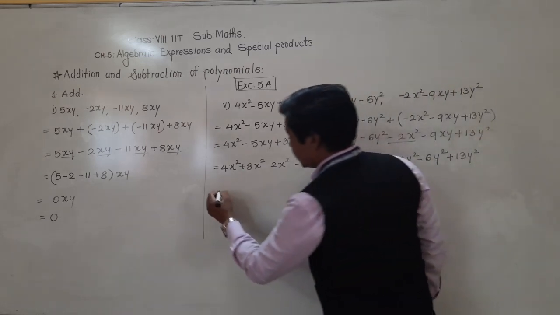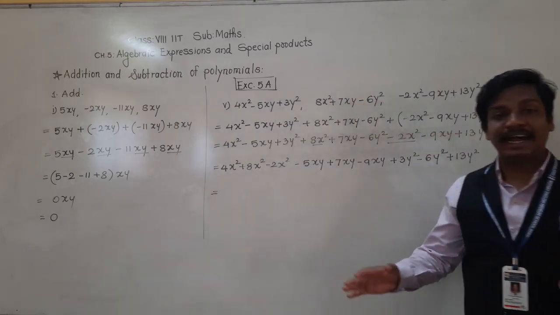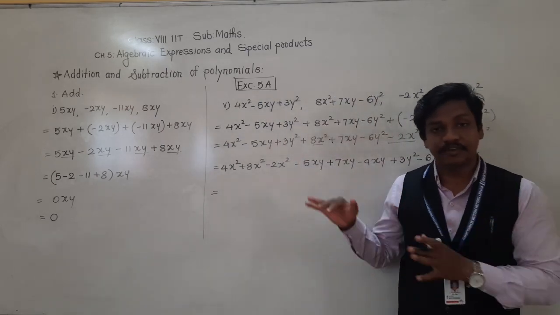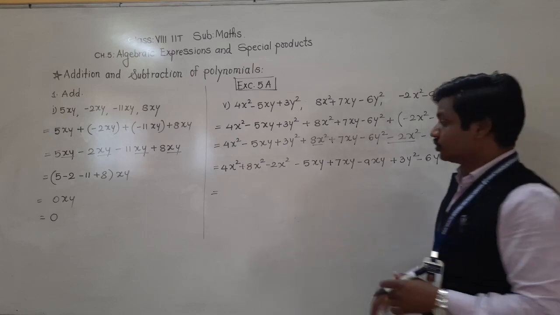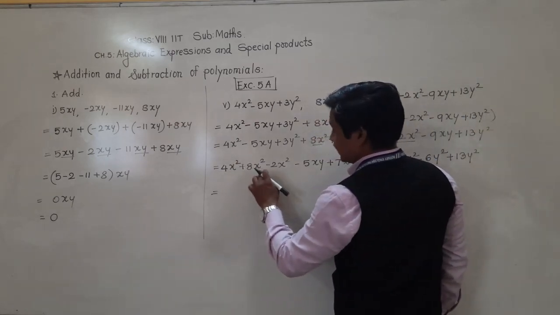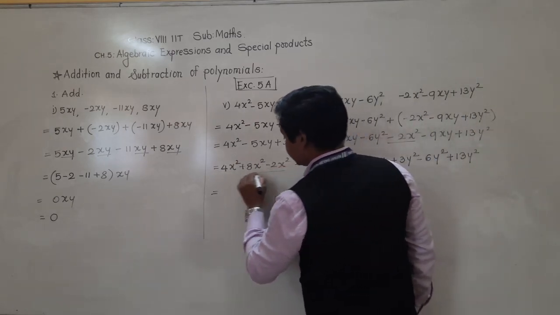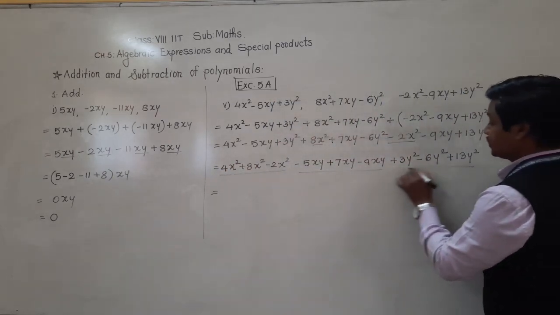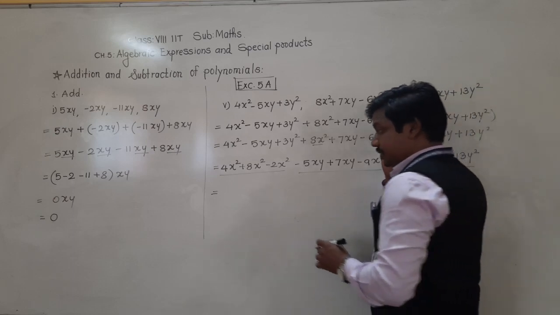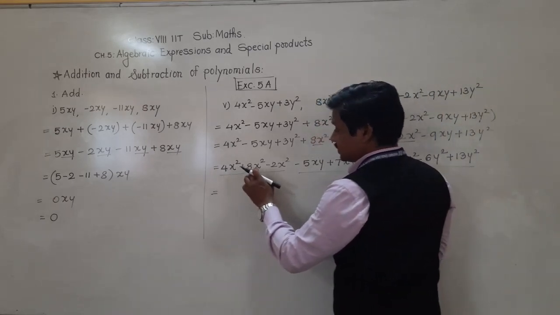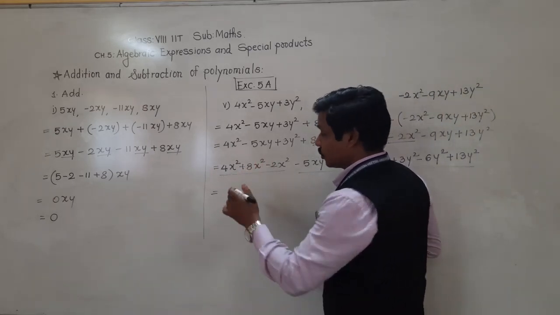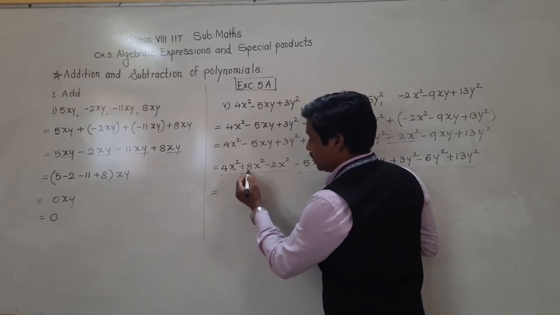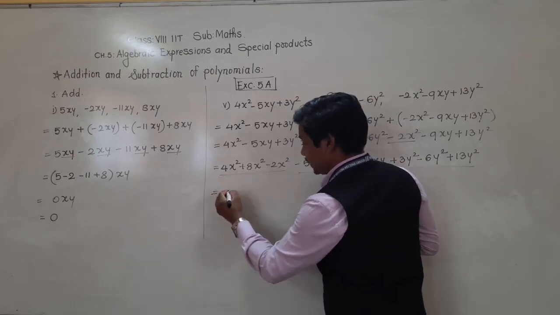Okay. Now we know that we can add or subtract the terms with the same variable. So here see 4x square, 8x square, minus 2x square. This is one group, this is another group, and this is the third group. So we can add or subtract them. So see here, 4 plus, what we have to add? Only numerical coefficient. 4 plus 8, 12. 12 minus 2, 10x square. Okay, 10x square.